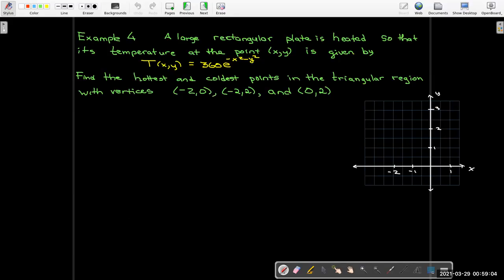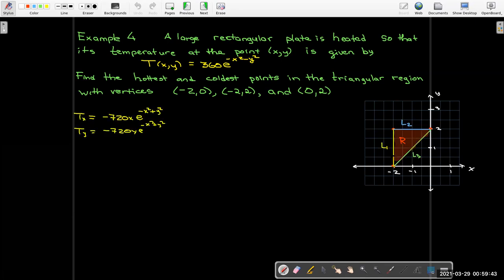So last example. Here we have a large rectangular plate, and it's heated so that its temperature at a given point can be found by evaluating T of x comma y equals 360 times e raised to the power of negative x squared minus y squared. And our job is to find the hottest and the coldest points in the triangular region with vertices negative 2 comma 0, negative 2 comma 2, and 0 comma 2.